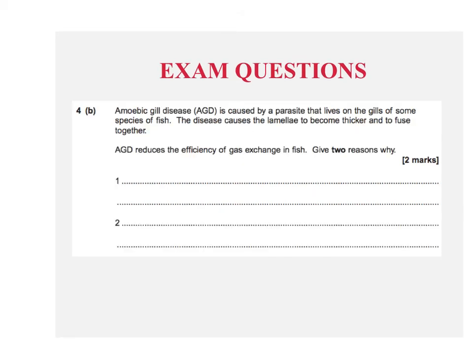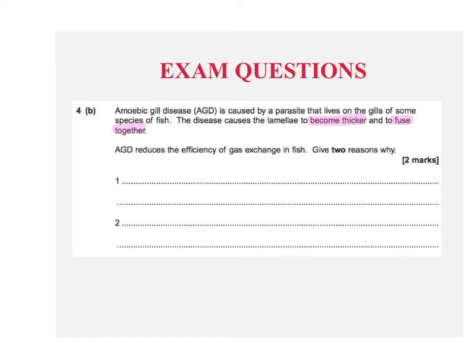For the second question, they've decided to bring in a random disease that you will have never heard of just to check what you know. So amoebic gill disease, or AGD, is caused by a parasite that lives on the gills of some species of fish. The disease, and I'm going to highlight the key terms here for you because this is a practice that I think you should probably be getting into, causes the lamellae to become thicker and to fuse together.